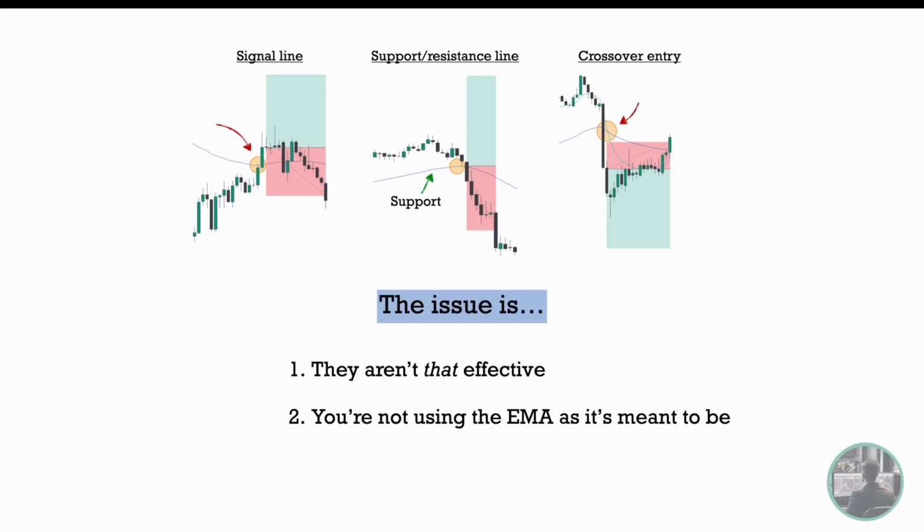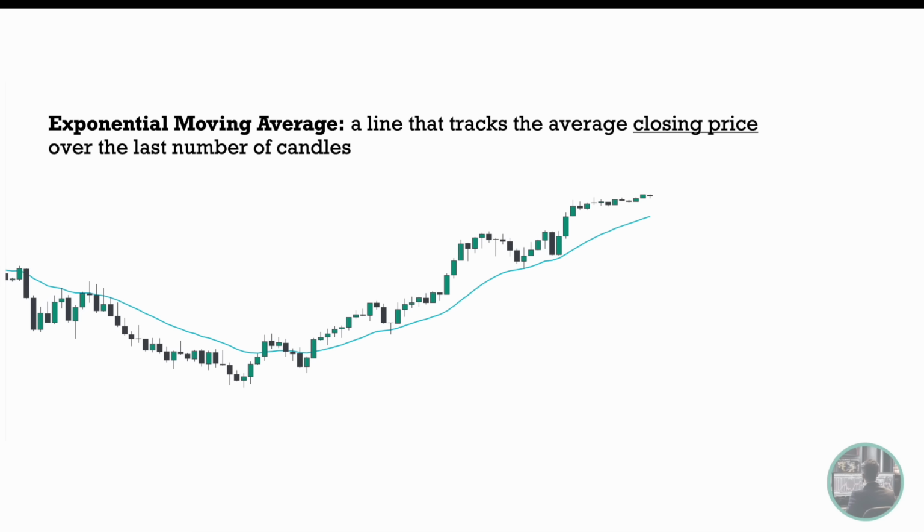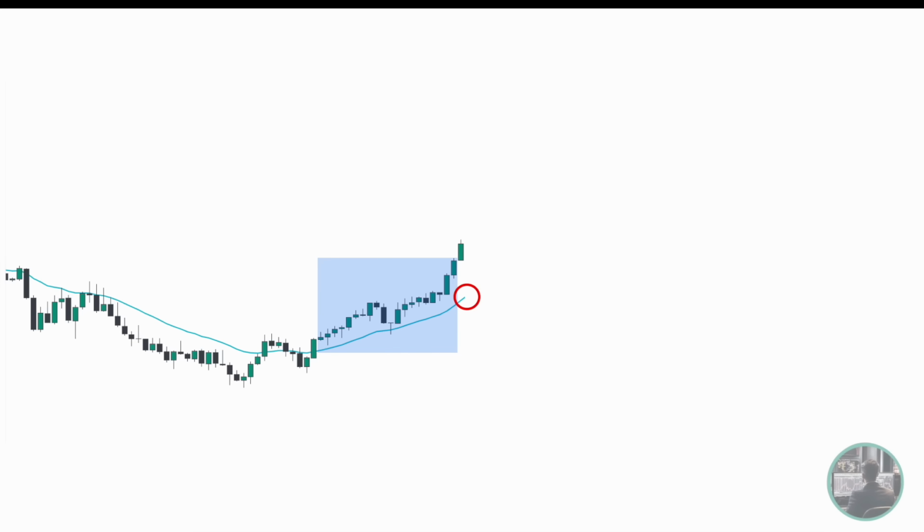Now, an exponential moving average, simply put, is a line that tracks the average closing price over the last number of candles. So a 20 EMA is a line that takes the last 20 candles, averages out their price, and plots that as a point. Then it does the same thing for the next candle and the next one, and connects all those points into a line. If the next candle closes much higher, then the EMA will be pulled up with it. If the next candle closes the same or a little lower, then the EMA will stay the same or get dragged a little down. It's basically a smoothed out version of what the price is doing right now.